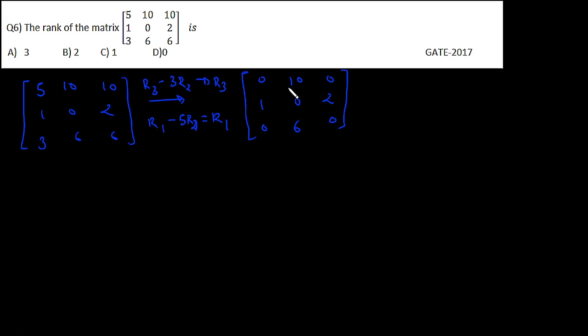Now you can see row 1 and row 3 are linearly dependent. So we can reduce it again, but we can simply find the rank from here. It is just simply 2 because these two rows are linearly dependent. So the rank of this matrix, let's say it is M, will be 2. So the correct option is B. The rank of this matrix will be 2.